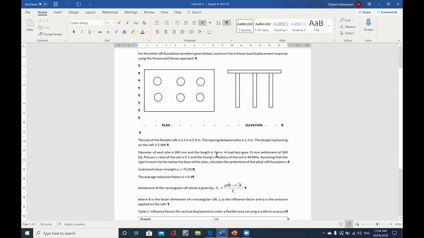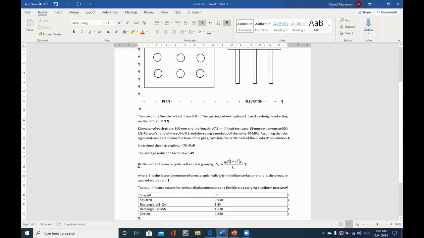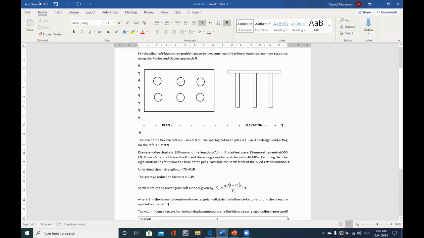This is the formula for the settlement of the rectangular raft alone, because as we said, to calculate the settlement of the piled raft foundation system, we need to consider the raft by itself and the pile group by itself. So we need to calculate the settlement from the raft, and then the settlement from the pile group, and then add these two values together to get the settlement of the piled raft foundation system.